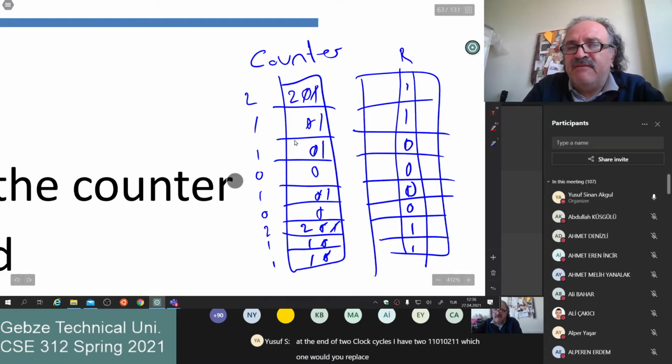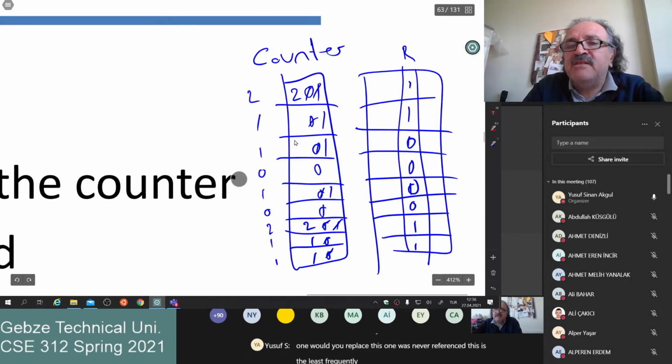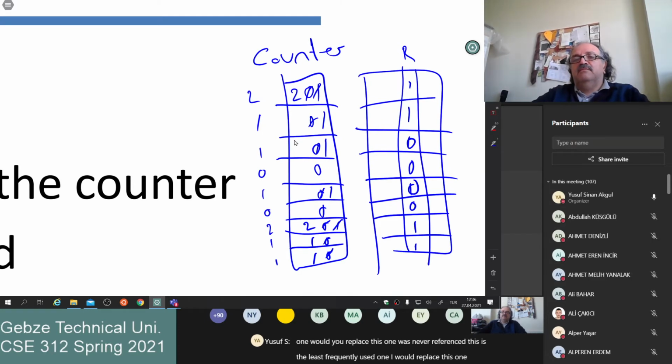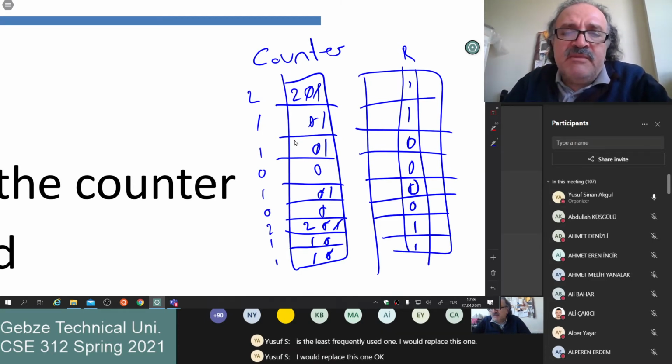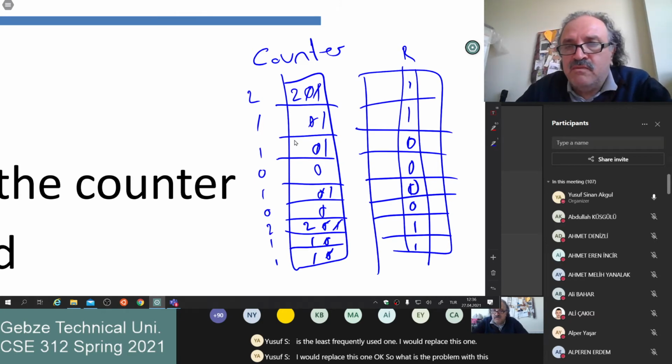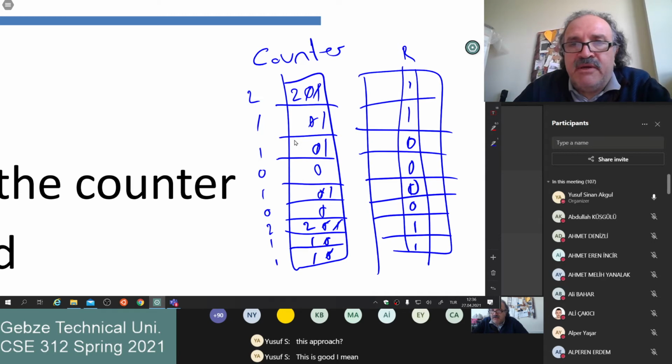This one was never referenced. This is the least frequently used one. I would replace this one. Okay, so what is the problem with this approach? This is good. I'm not talking about a timestamp or instruction counter here.